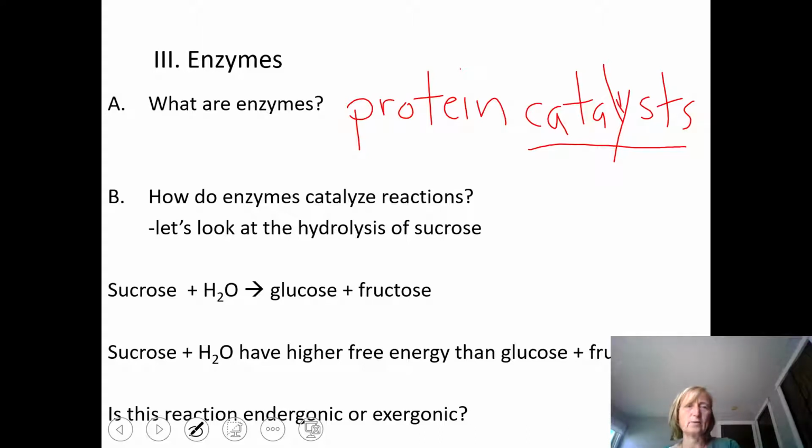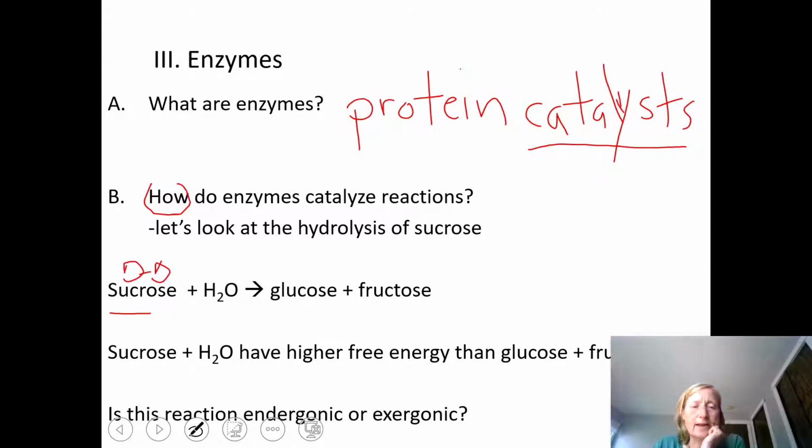And we want to know how, right? We want to sort this out. So let's think about the hydrolysis of sucrose for a minute. And then we'll think about an enzyme that's used to catalyze this reaction. So the hydrolysis of sucrose goes something like this. Remember that sucrose is a two-part sugar, a disaccharide. It's made up of glucose and fructose, okay? And we're breaking it apart in this reaction into its parts.